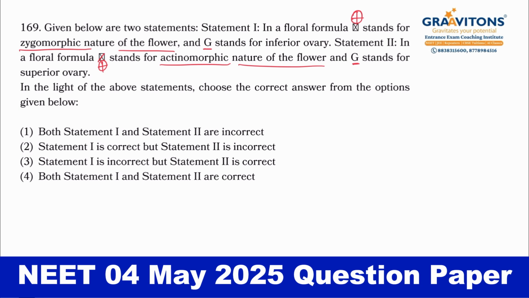This particular symbol is not for zygomorphic. For zygomorphic, the percentage symbol is used. So the first statement is wrong. Also, inferior ovary has the symbol G with a slash on top of it. So the first statement is incorrect, and the second statement is correct. The answer is option 3.